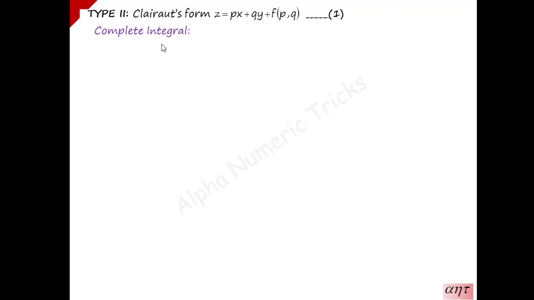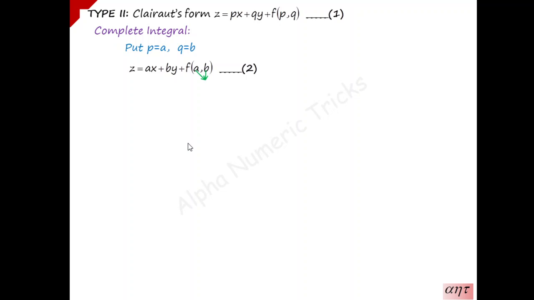Now we will see the complete integral for this type 2 problem. In Clairaut's form, finding the complete integral is very easy, because here you have two independent variables x and y, and the equation contains p and q alone. So if you substitute p = a and q = b, then you get two independent variables and two arbitrary constants in your equation. So directly we get the complete integral. Substituting p = a, q = b in 1, we get z = ax + by + f(a, b). This is the required complete integral for Clairaut's form.